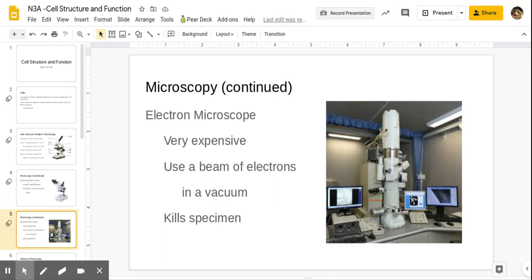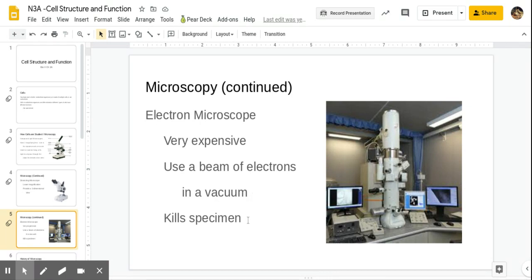The third type of microscopy is the electron microscope, and you can tell just from the picture that this is going to be a very expensive machine. You can see all the computers it's linked to, but the really cool pictures in biology books come from electron microscopes. Now, like the name implies, it uses a beam of electrons in order to create the image. It also happens in a vacuum.